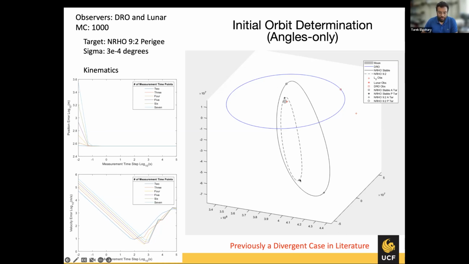And then we're trying to observe this dotted line. We're trying to estimate this dotted line, which is in a 9:2 NRHO. This is an unstable halo orbit, also a near rectilinear halo orbit. And this is called L2, a Lagrangian point. You can see the scale of the distances here, we're talking tens of thousands of kilometers between things. So what we're looking at is a previously divergent case.